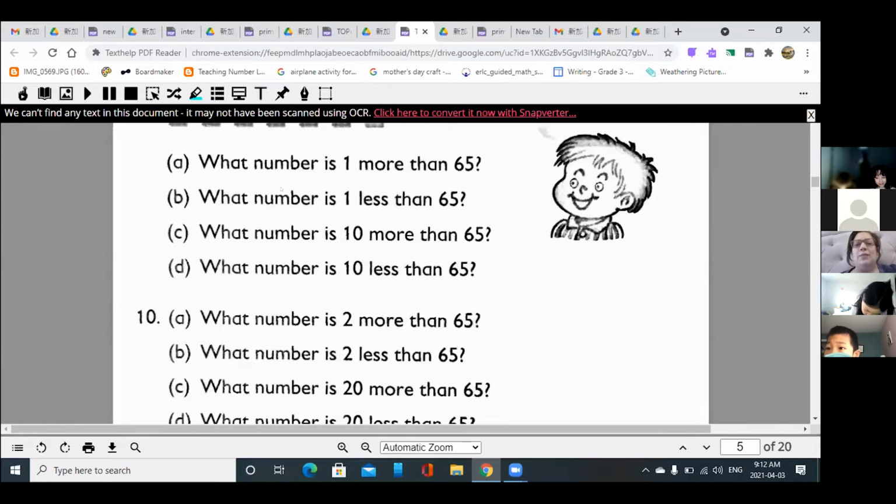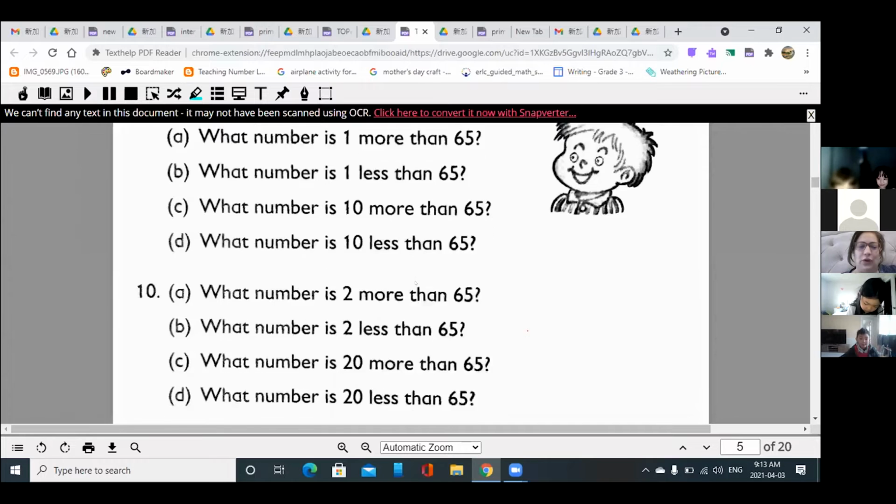Now, does anybody want to share their answer for A? What number is one more than 65? What did you get, boys and girls? One more than 65. 66. Good. Another one. Ready? Let's take up B. What number is 1 less than 65? Who wants to volunteer that answer, boys and girls? Matthew, go ahead. 65. Excellent. What number is 10 more than 65? Who'd like to share their answer for that one? Leah, please. 75. Beautiful. What number is 10 less than 65? 10 less than 65, Leah again.